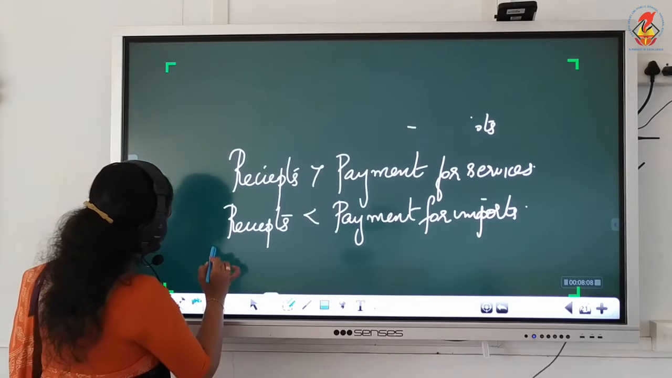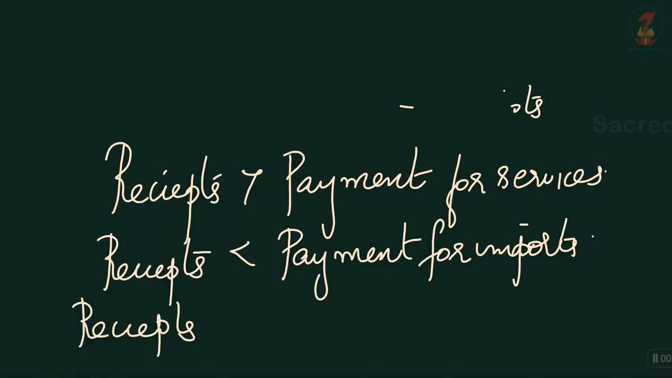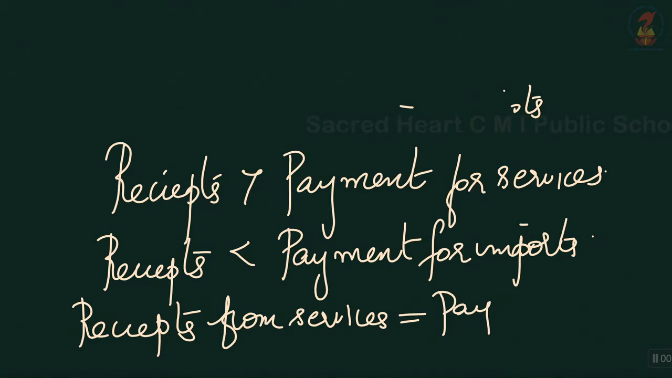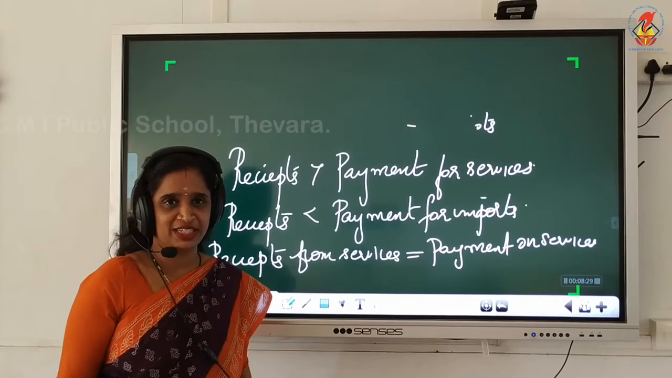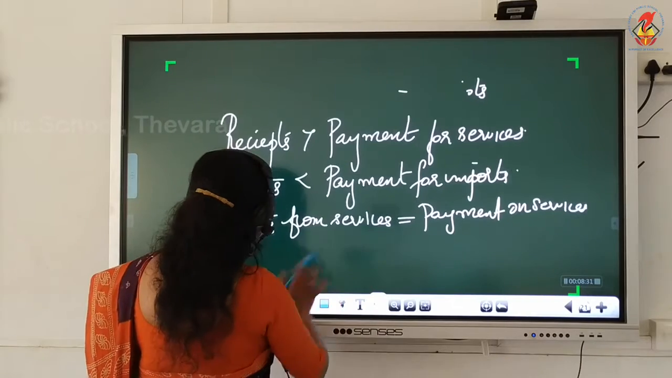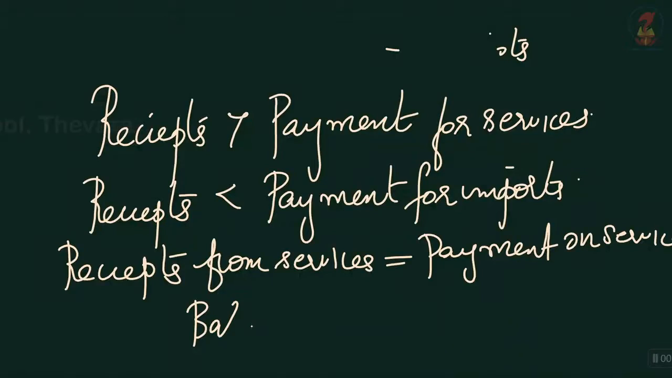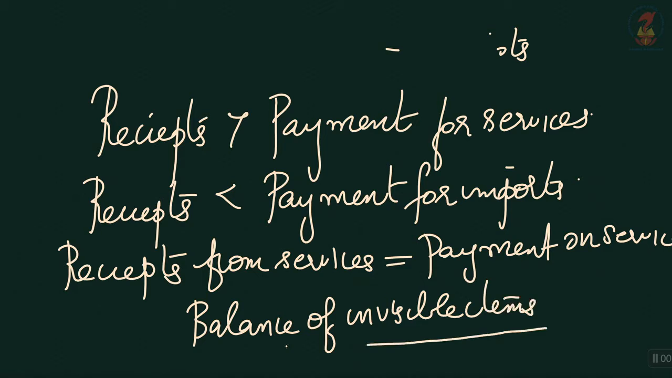Now, sometimes receipts from services will be equal to payment on services. If that happens, we can say there is balance on invisible items. Therefore, we can say it is balance of invisible items.